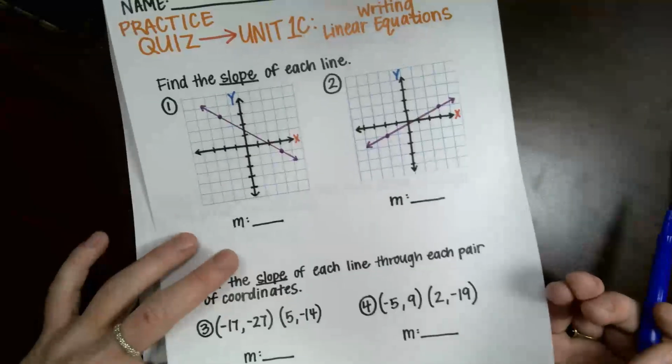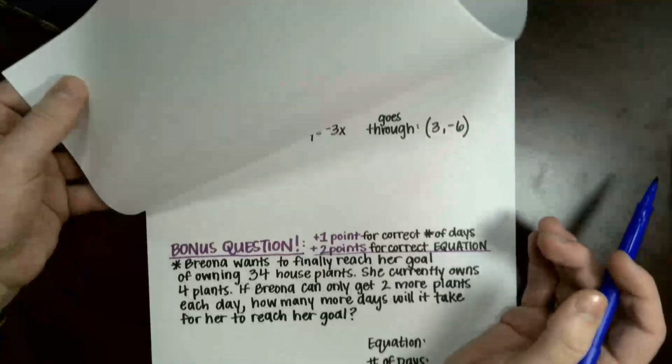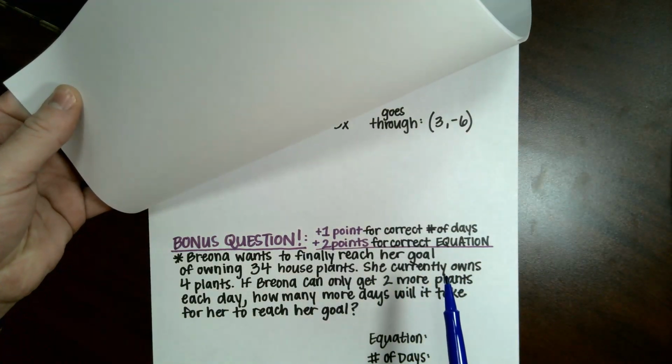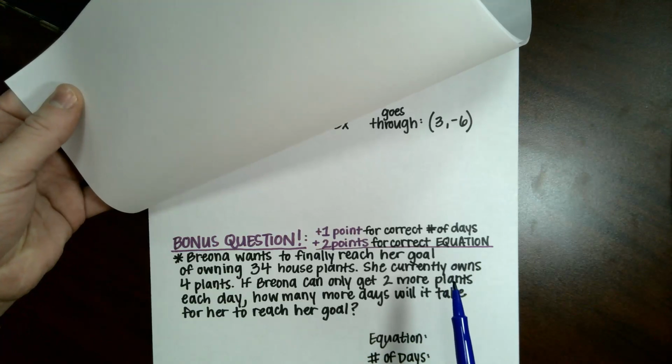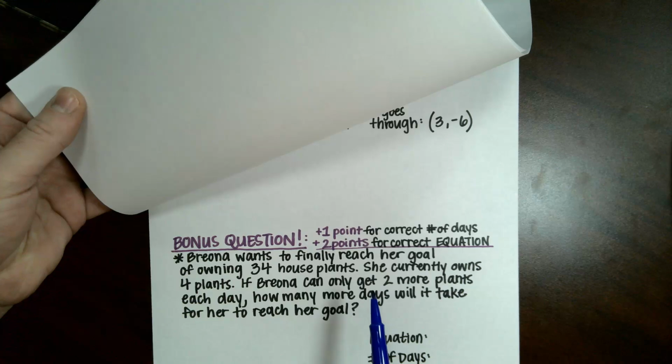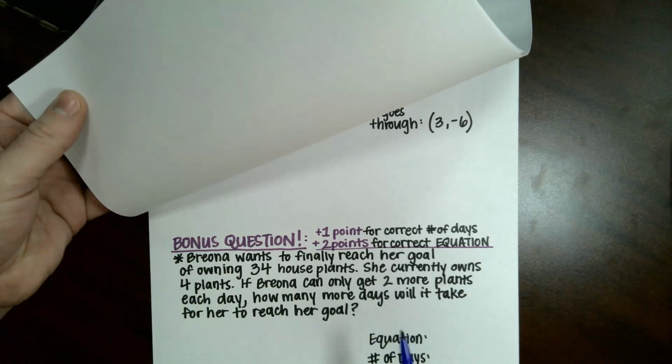Now, you do get a bonus question at the end. And the bonus question is involving the word problems. We only went over like 2 examples of a word problem together. So again, if you get this right, it helps you. If you get it wrong, it does nothing. It won't hurt you. Okay.